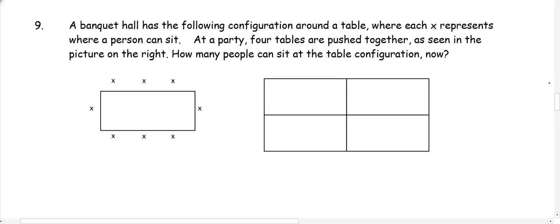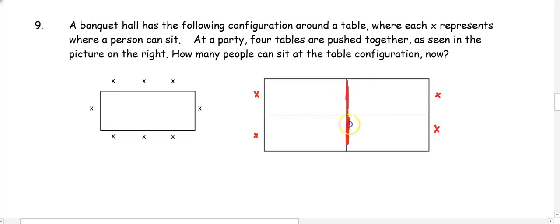Number 9, a banquet hall has the following configuration around a table. Place X where each person sits. At a party, 4 tables are pushed together as seen in the picture to the right. How many people can sit at the table configuration now? So on the sides that are skinny of each table, we can fit one person. So 1, 2, 3, 4.